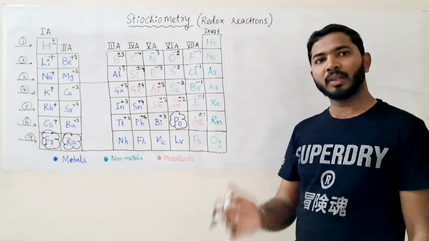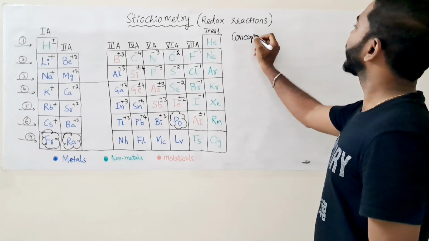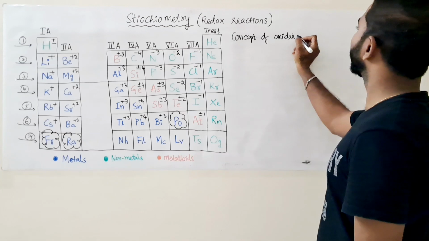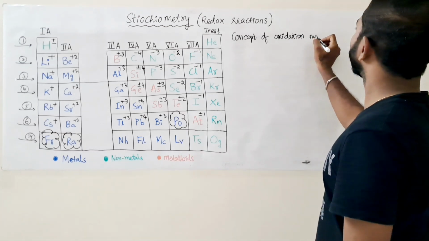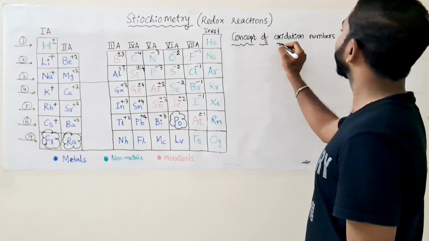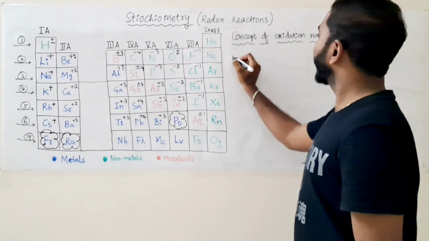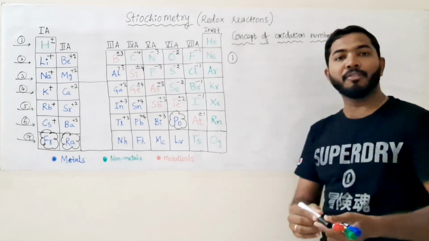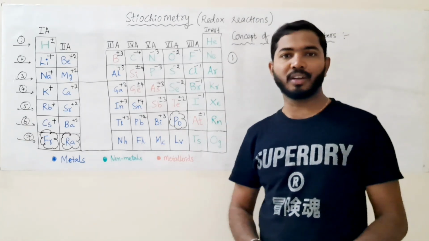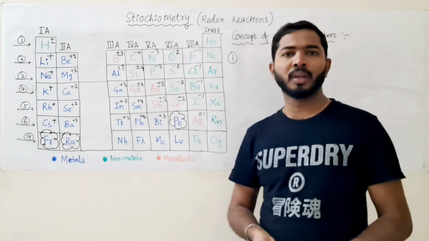Okay, let's continue. The next concept is the concept of oxidation numbers. Let us try to understand these oxidation numbers in a better way. Let me give you a few points. These points will help you a lot to find the oxidation number for any atom, whether it is an ion or a molecule.